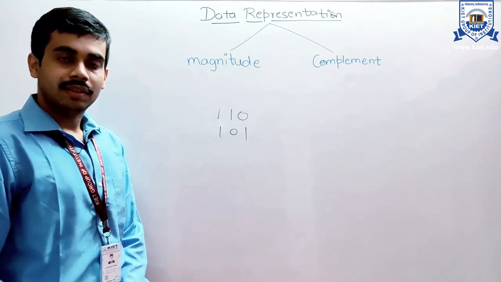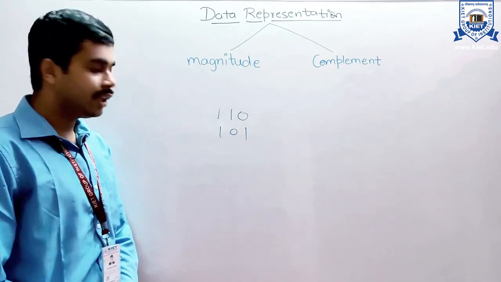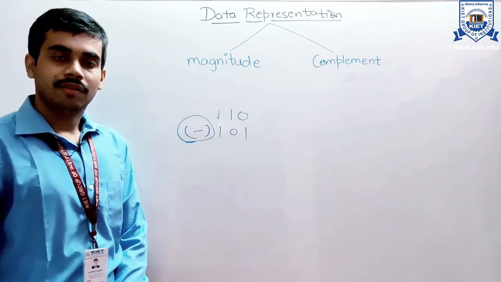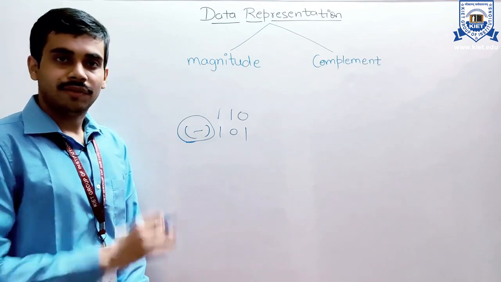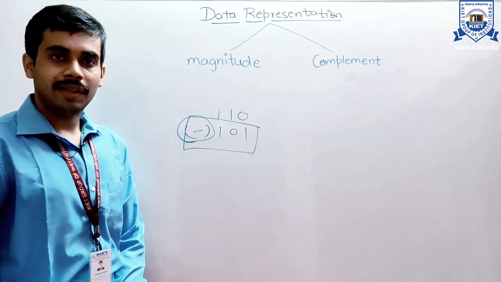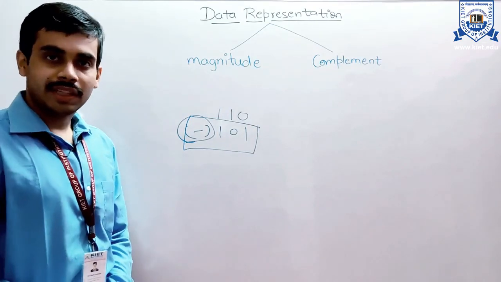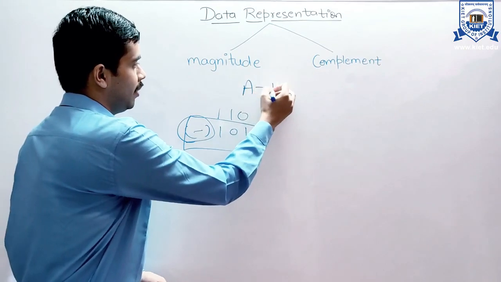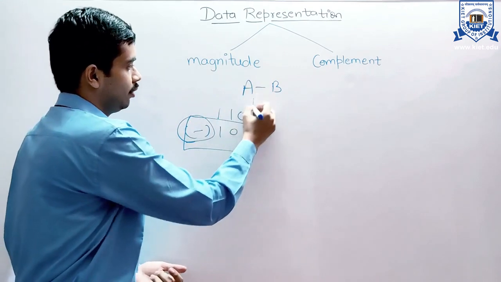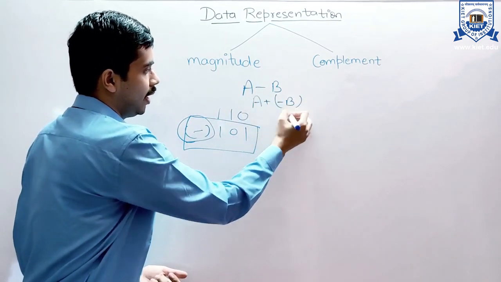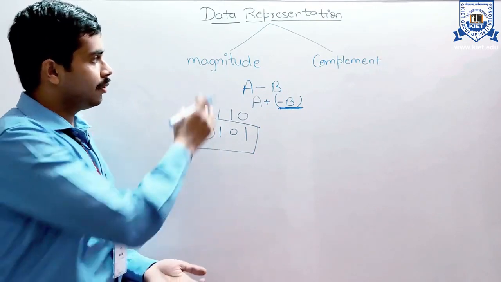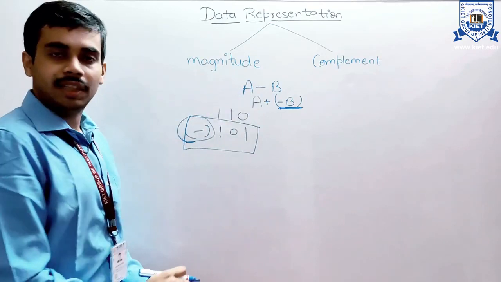But the problem is, how can we store the negative sign? For that we use multiple formats to fit our negative element in our machine. So what will happen if we perform some subtraction operation, like a minus b? Our data representation will convert it to a plus minus of b, and minus of b will be some value which we will represent using many types of data representations.